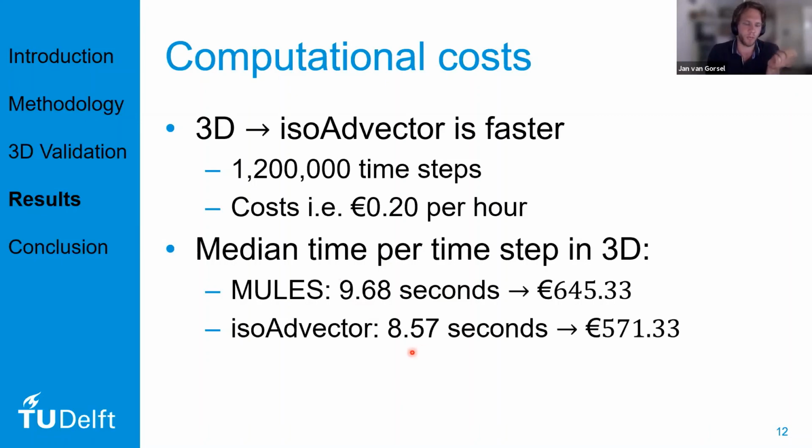For IsoAdvector, 8.57 seconds, resulting in approximately 645 euros and 507 euros for MULES and IsoAdvector, which is a large difference.